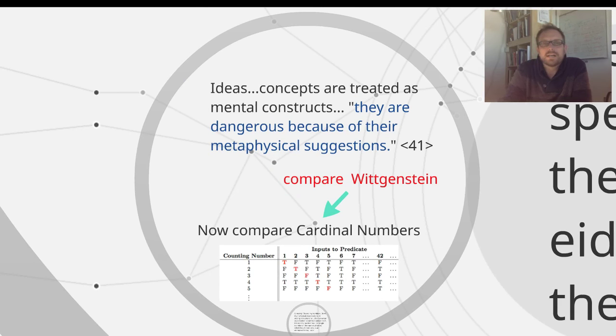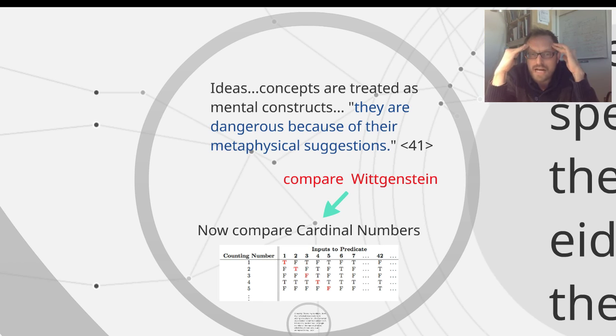Okay. So now some people would say, well, wait, aren't ideas and concepts really just mental constructs, right? Husserl says they are dangerous because of their metaphysical suggestions. That is, Husserl argues that some people think that all of our ideas are just made up. They're somehow mental constructs, because I can make a mental construct, right? Think, for example, if I take the word lion and I say, imagine a lion with polka dots all over it, right? Now, that's a mental construct. As far as I know, there's no such thing as a polka dotted lion. And what I've done is I've constructed an idea, right?